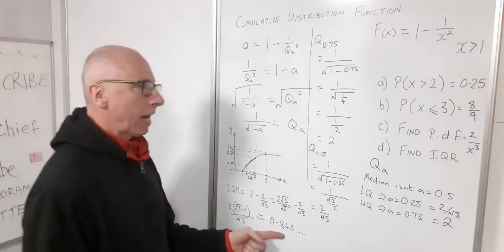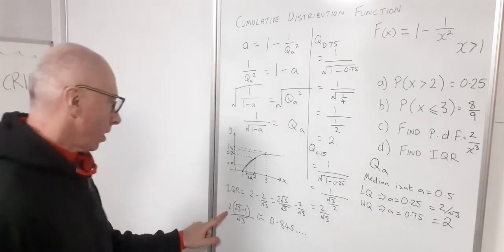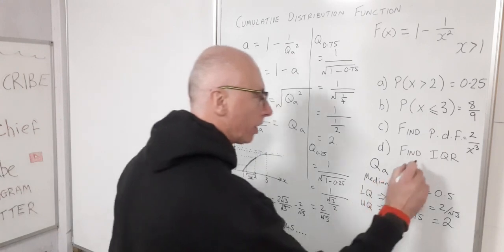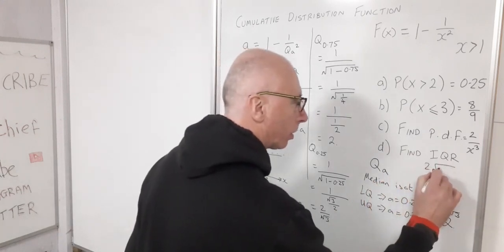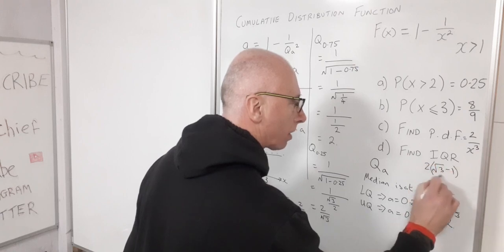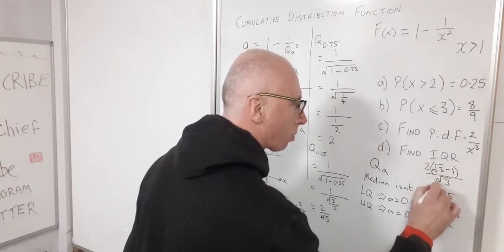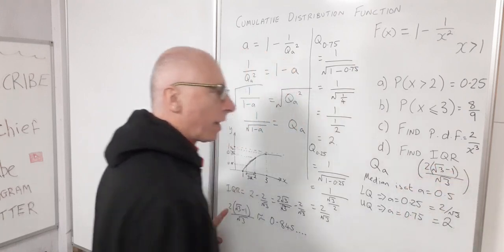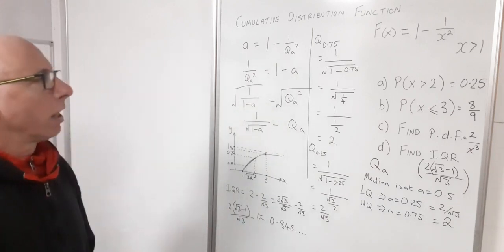Okay, so let's write this down on here as our final answer. So 2 root 3 minus 1, put that in brackets and then divide that by the square root of 3. And that's our interquartile range.